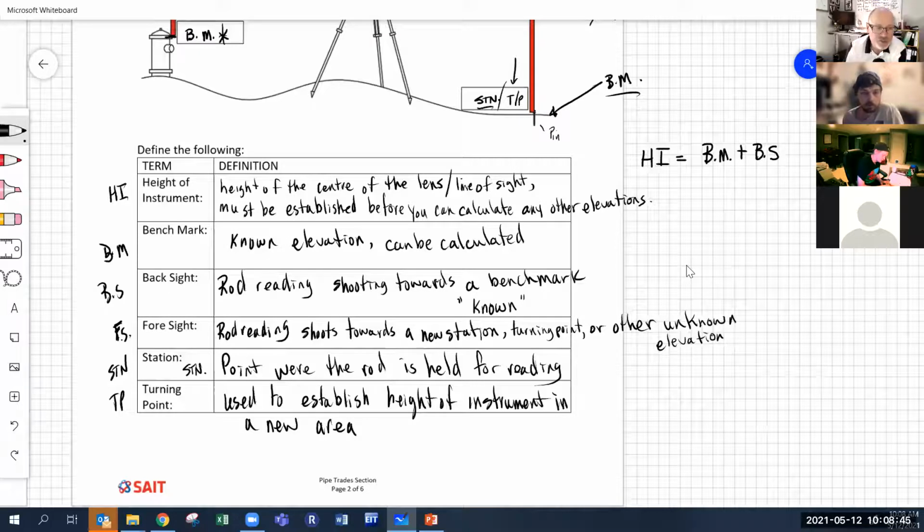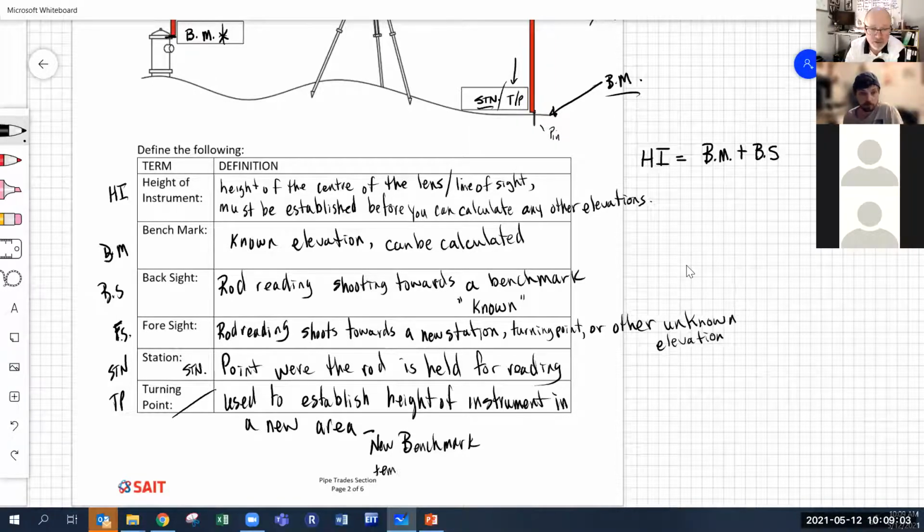So the turning point is used to establish a new height of instrument in a new area. Okay, the foresight or the turning point. And sometimes we can call this a new benchmark, a temporary benchmark. When we need to move our instrument to a new location, say our pipe turns a corner and goes down another road, we have to move our instrument to get new readings.